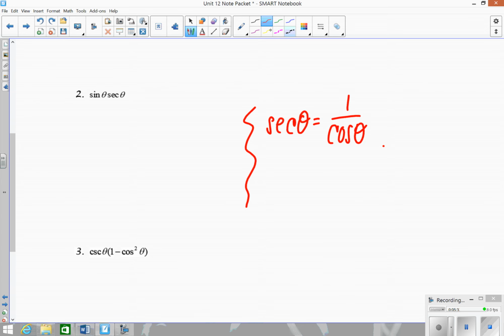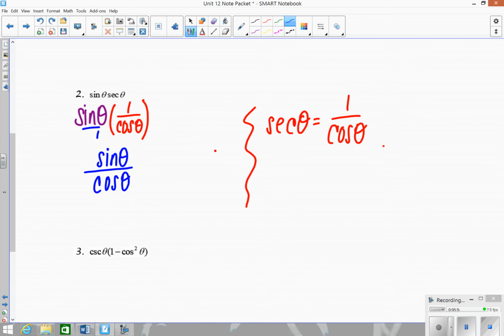And what I do over here is I go ahead and I keep the sine, and instead of secant, I replace it with what it's equal to. Okay? And this time I can't cross anything off, but if I put this over 1 and I multiply these, I end up with sine theta over cosine theta.